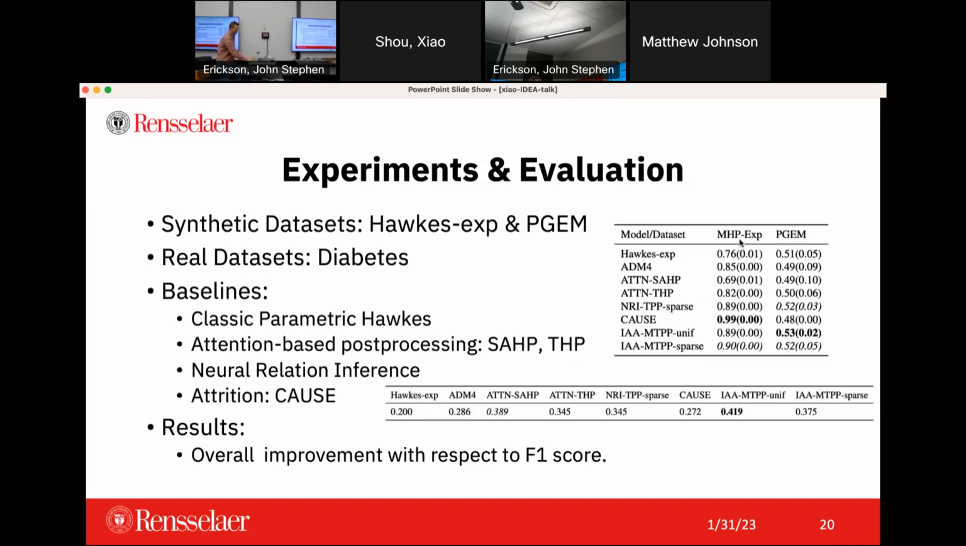Yeah, we can see that overall they perform relatively well, although there's one good baseline cost model that performs very well on the MHP. Could you just describe a little bit about the diabetes data set? I mean, what is it? Oh, very good, very good.